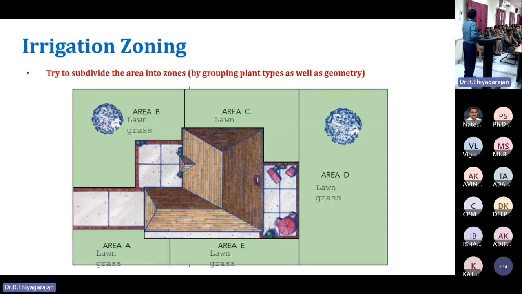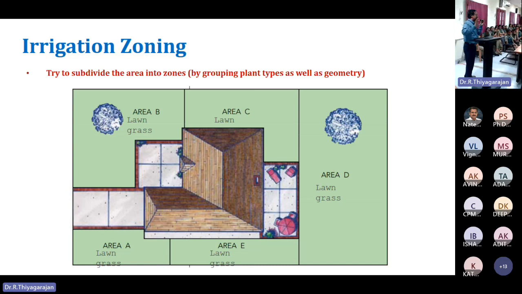Because you know that grass requires more frequent irrigation in smaller quantities spread over large areas. So the best method is to mimic rainfall. Increase the frequency, reduce the volume, and use the water judiciously. So that is the concept for sprinklers. For drip, you have to saturate the soil first. So that is the basic concept.